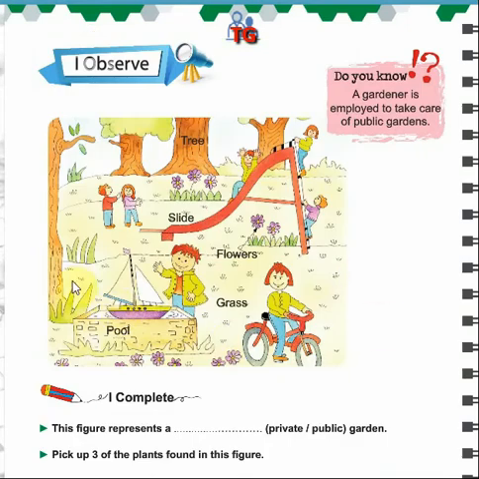This is a public garden. People and children spend enjoyable time in it. It's found in cities and it has ornamental plants like trees and flowers. We can't plant edible plants in a public garden.